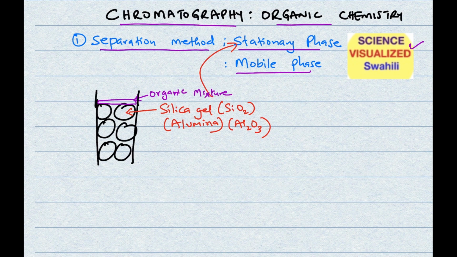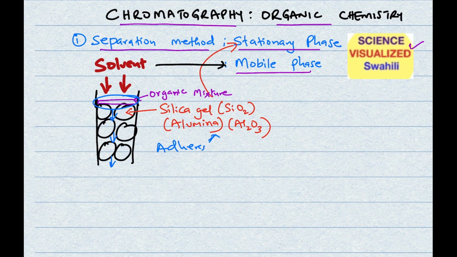And then next, you introduce the solvent, or it could be some type of a gas, depending on which type of chromatography you're talking about, and that will be the mobile phase. So what's going to happen is that the mobile phase will dissolve the organic compound and then try to push it through the column. But as it does that, the organic compound adheres to the stationary phase, the silica gel or the alumina.